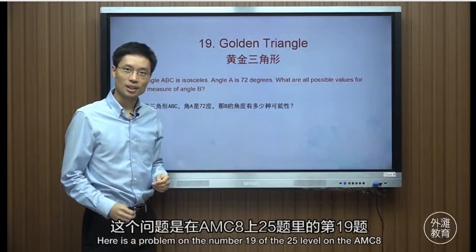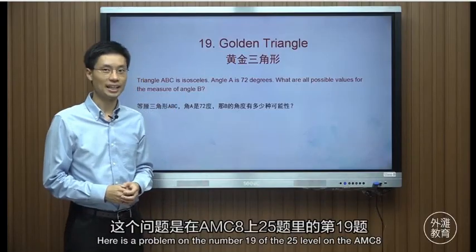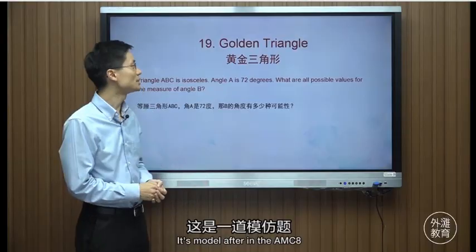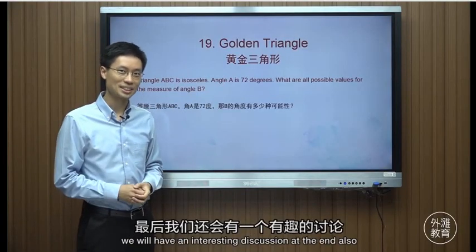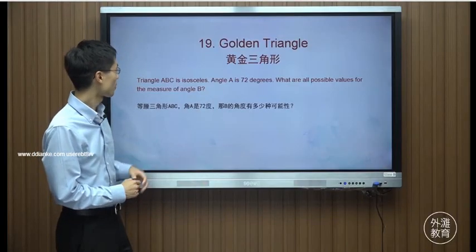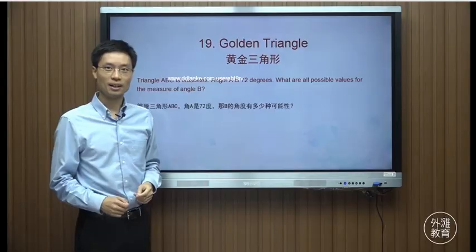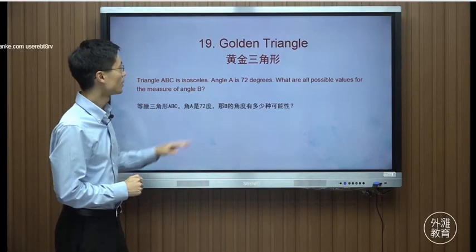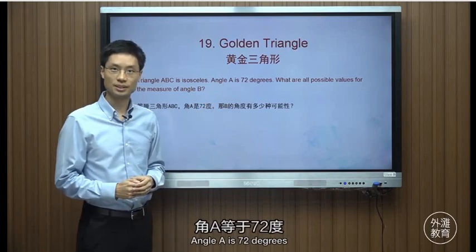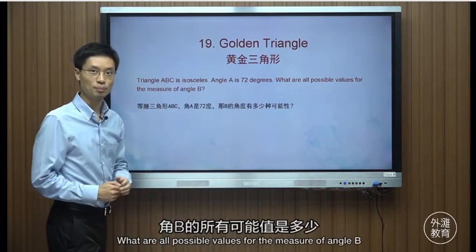Here's a problem on the number 19 out of 25 level on an AMC8. It's modeled after an AMC8, except that the number is chosen in a way that we'll have an interesting discussion at the end also. Suppose you have an isosceles triangle, ABC. Isosceles means that two of the sides have the same length. Angle A is 72 degrees. What are all possible values for the measure of angle B?